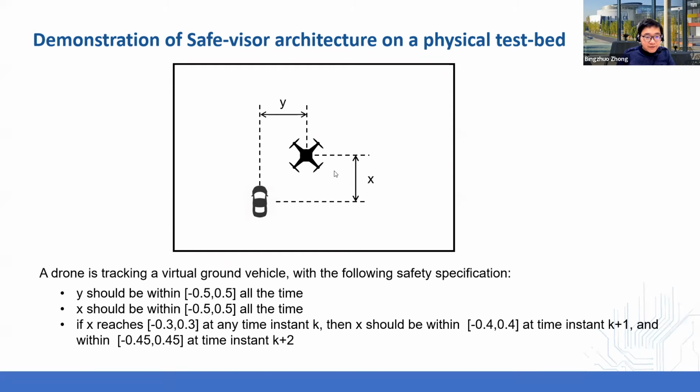Additionally, if the distance in this direction reaches minus 0.3 meters to 0.3 meters at any time instant k, then this distance should be within minus 0.4 meters to 0.4 meters at the next time instant, and then it should be within minus 0.45 and 0.45 meters at the next time instant. So we have some temporal logic in the designed safety specification.